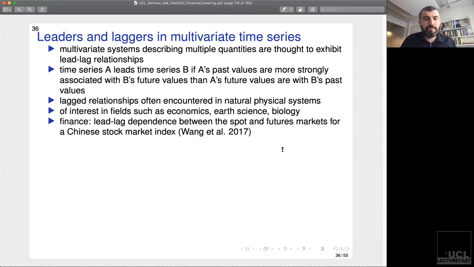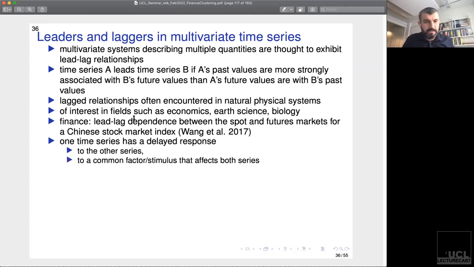And such lag relationships often occur in many natural physical systems, economics, biology, even recently in finance, where people look at the lag dependence between spot and futures markets, and so on. There could be many reasons why these lead-lag relationships occur. Maybe literally one time series has a delayed response to the other, or, if you keep in mind factor models popular in finance, maybe one time series has a delayed response to a common factor or stimulus that affects both time series.